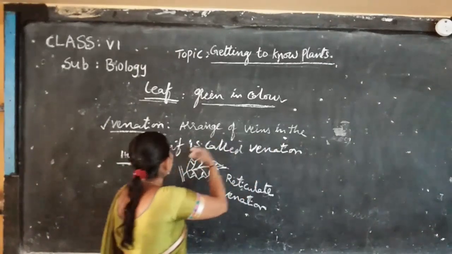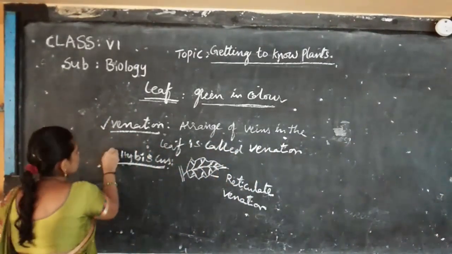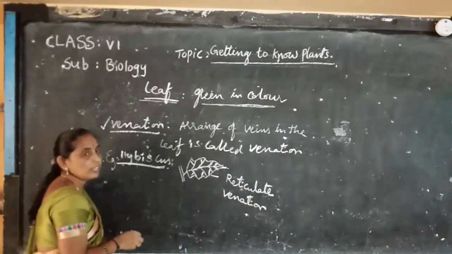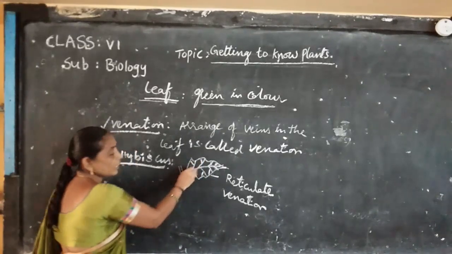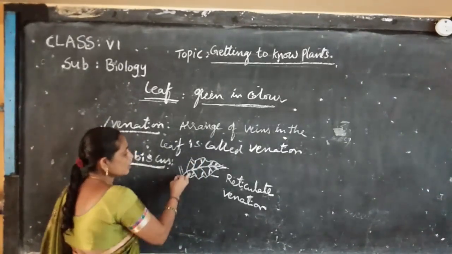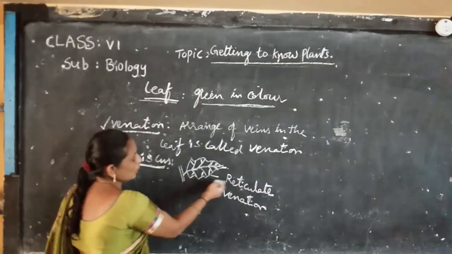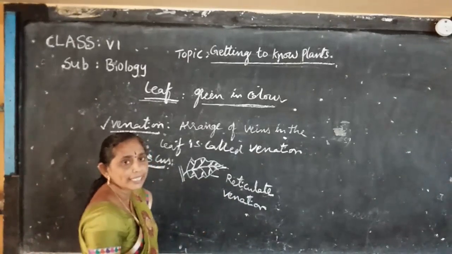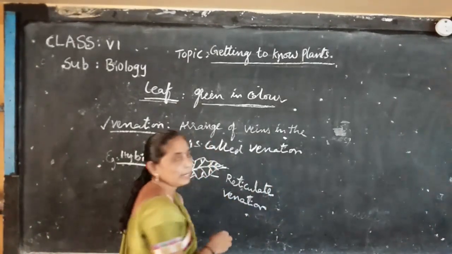The arrangement of veins in the leaf is called venation. For example, in hibiscus and neem, the veins are present in net-like structures on both sides. This type of venation is called reticulate venation. Next, another one is parallel venation.